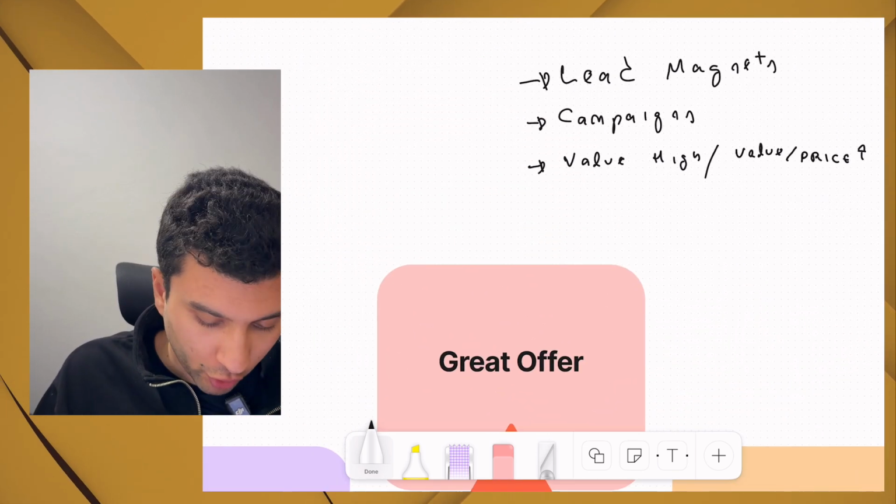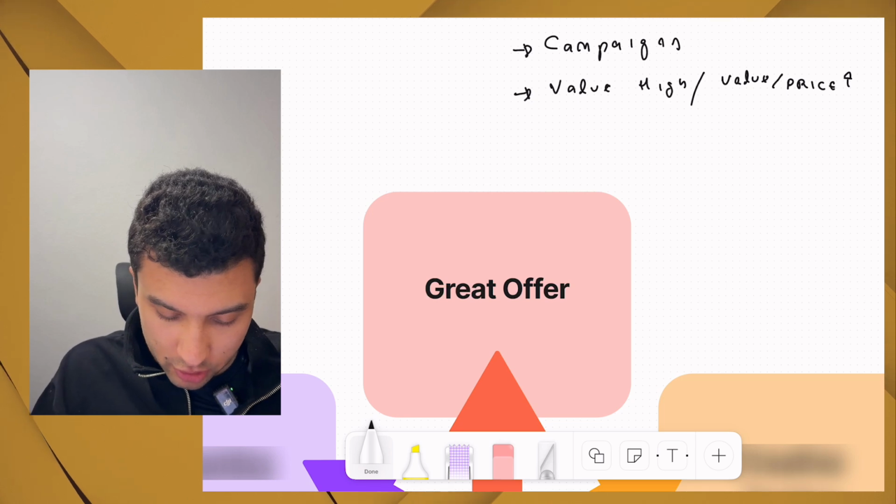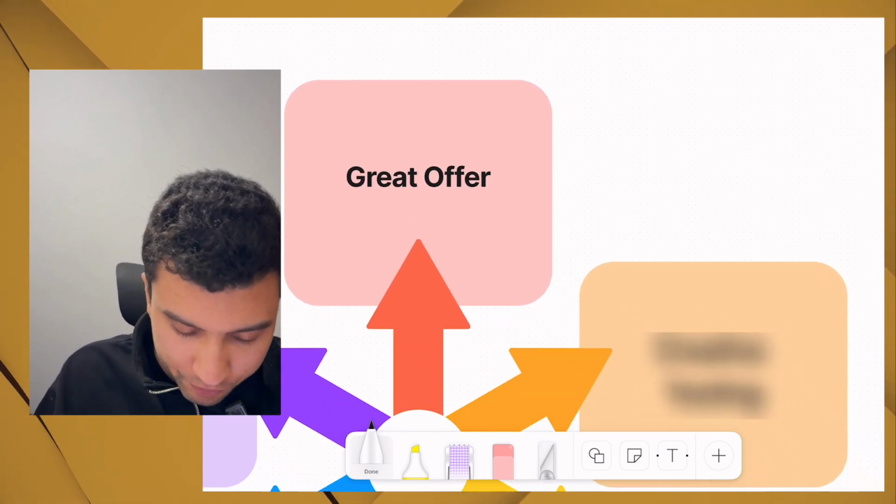So once you have a great offer, then you can start working on the rest. So this is going to be the number one: finding something that people want and having something valuable to offer.